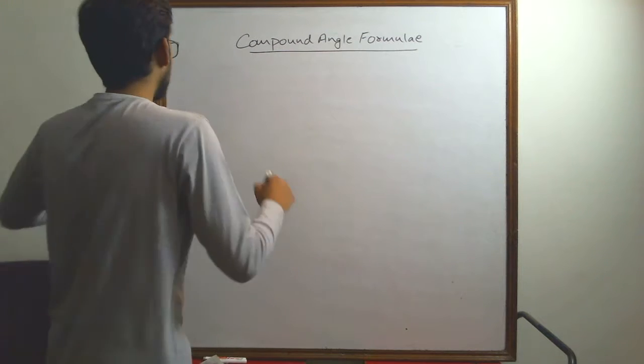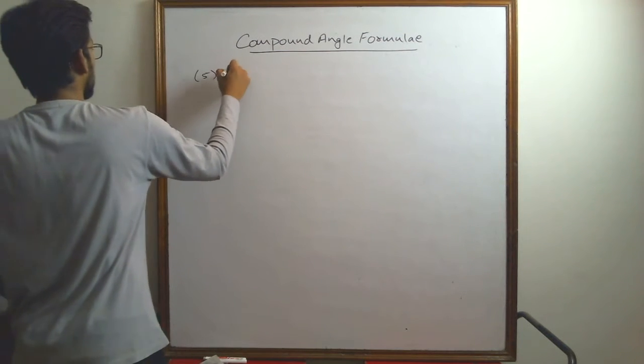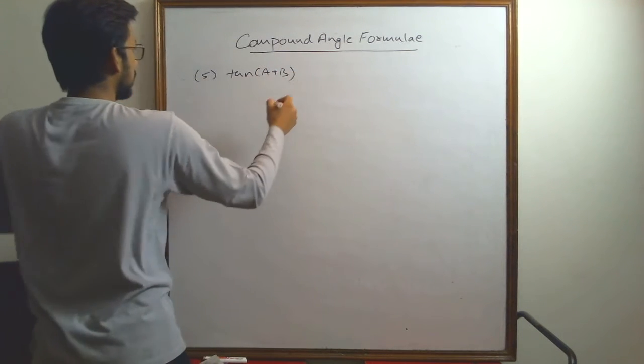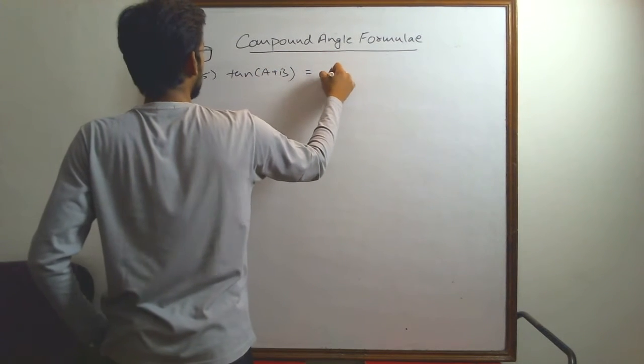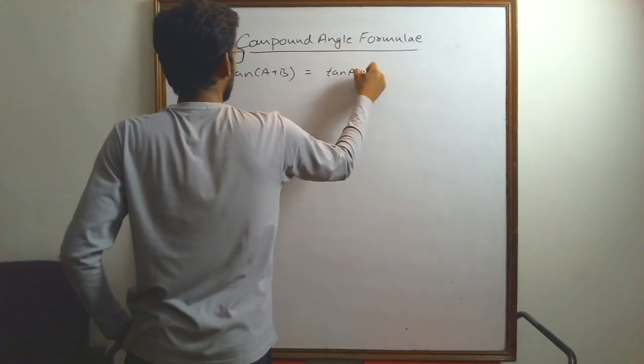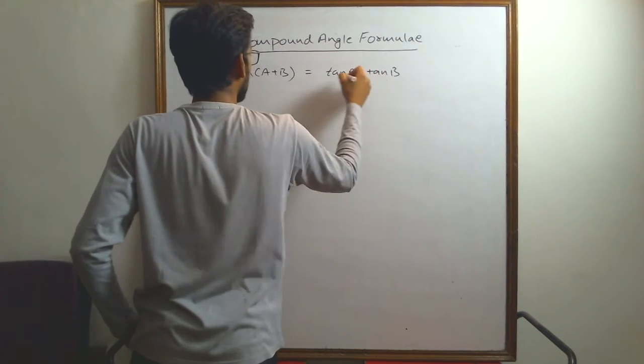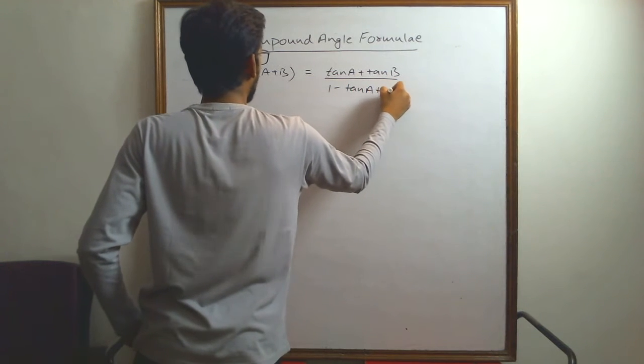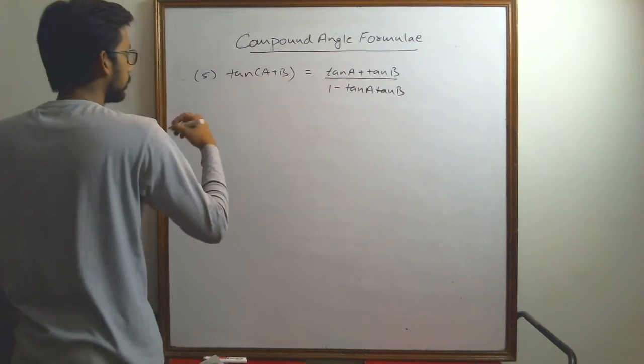Let's move on. The fifth one, that is tan A plus B. Let's write the formula first. This is equal to tan A plus tan B upon 1 minus tan A into tan B. How do we get this?